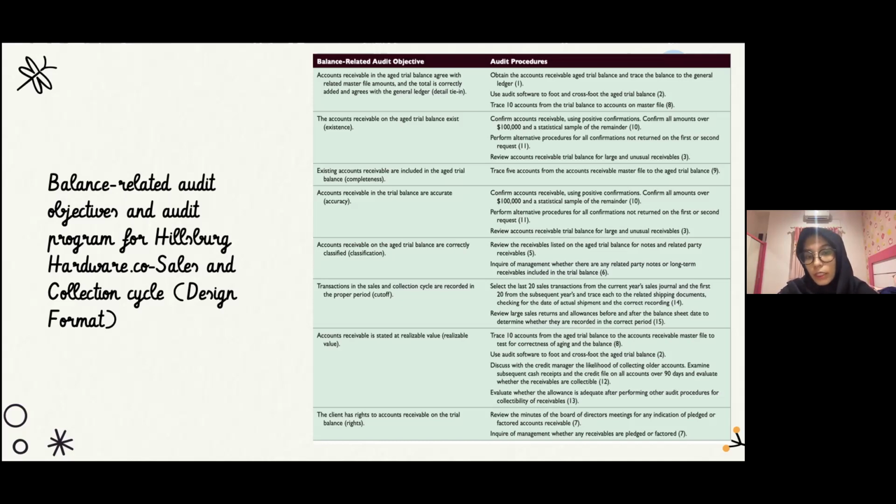For classification, the objective is that accounts receivable on the aged trial balance are correctly classified.